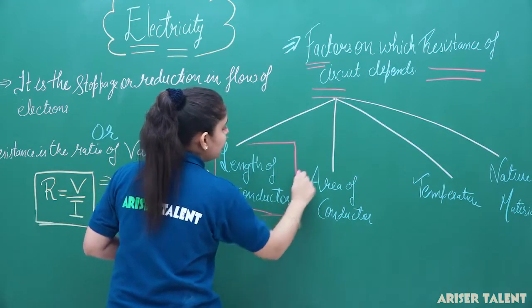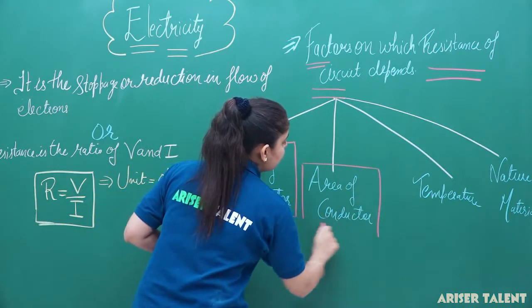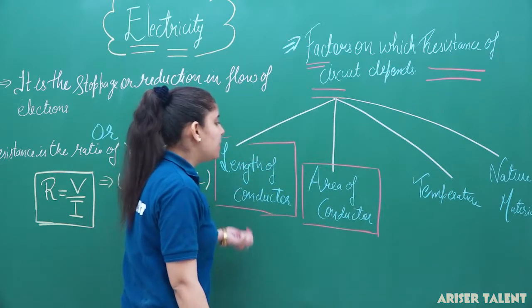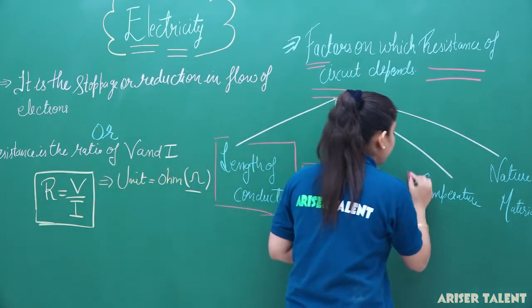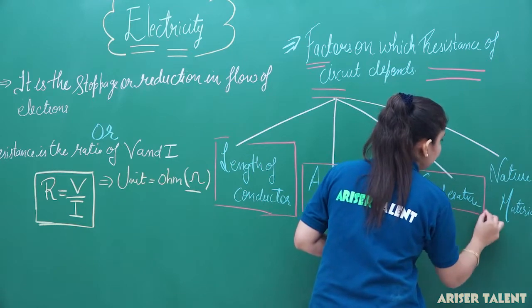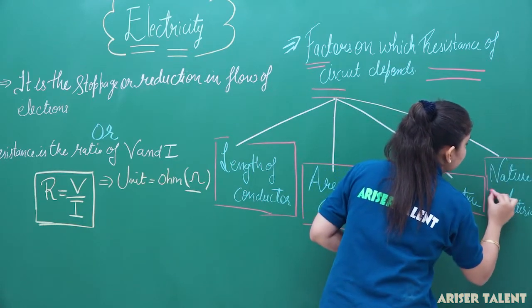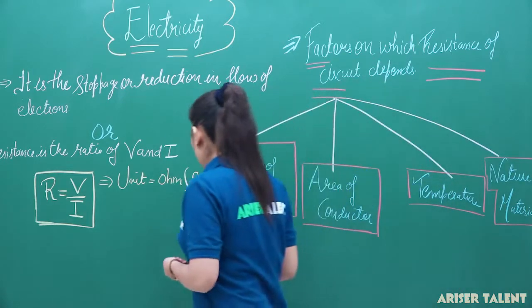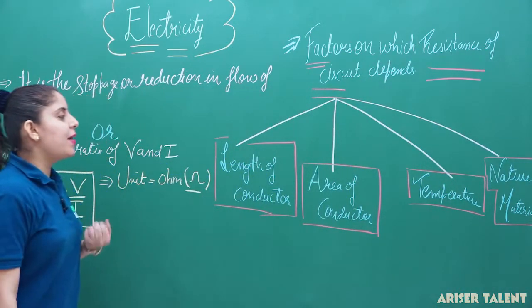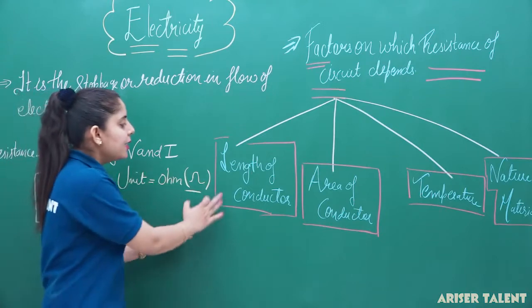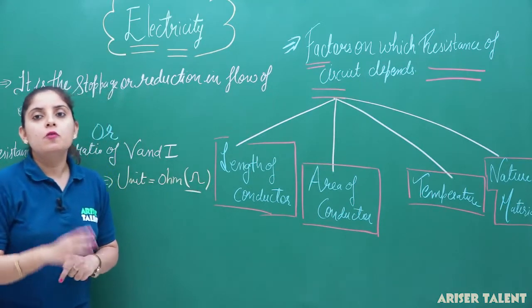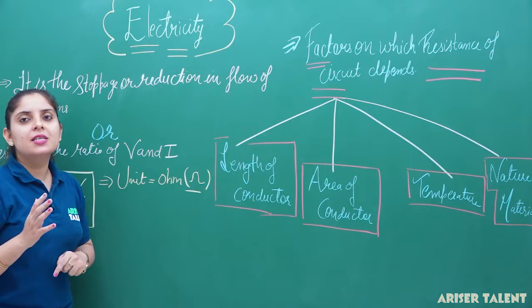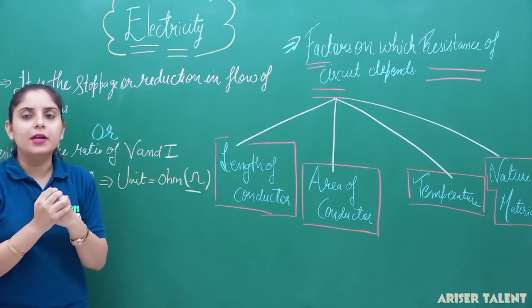So these are the factors on which the resistance of any circuit depends. First is length of the conductor, second area of conductor, third one is temperature, and fourth one is nature of material we have. Now let's deal with all these factors one by one. So firstly, consider the length of a conductor. What will be the effect on resistance according to the length of the conductor?